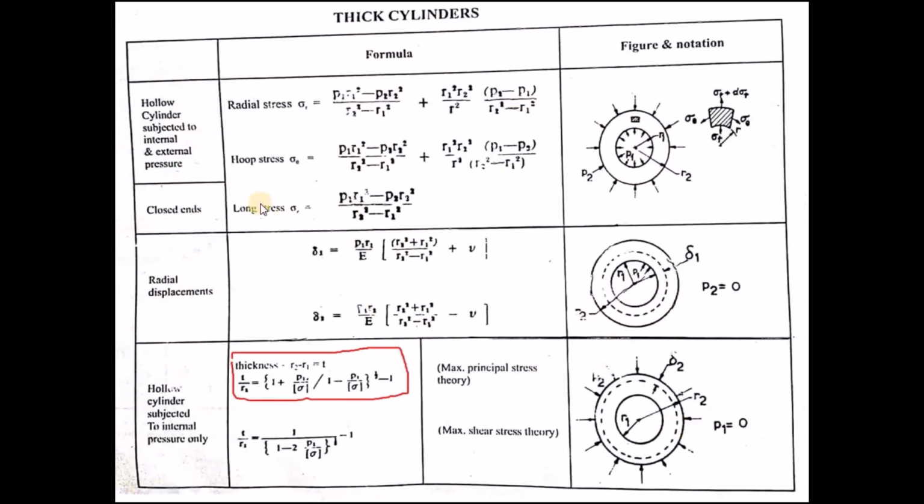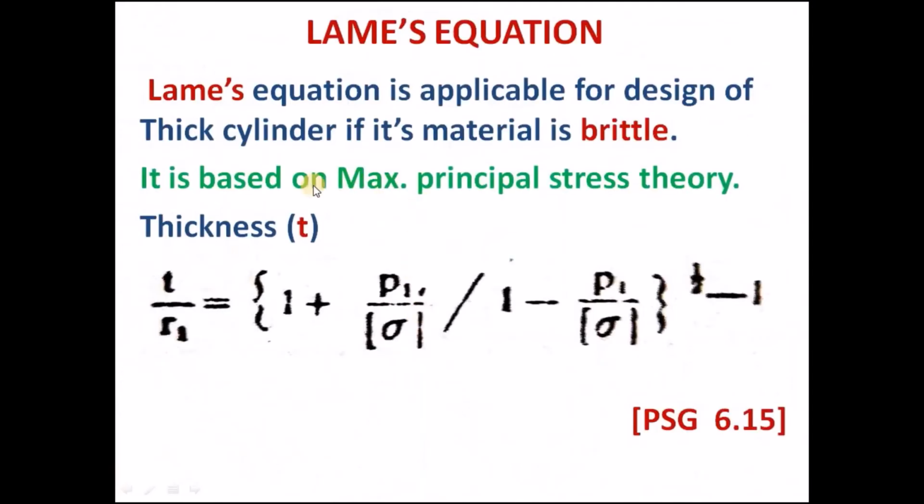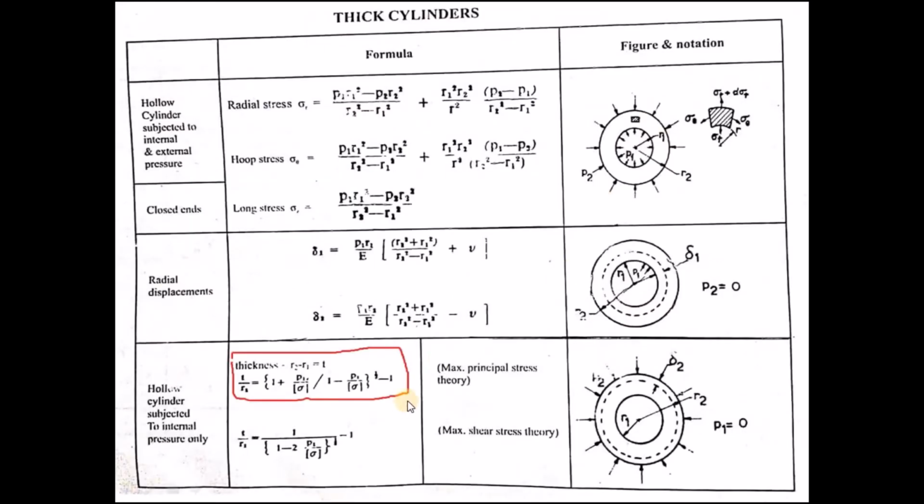This is the book, and this is the corresponding page 6.15. This is the formula. Lame's equation is based on the maximum principal stress theory. This equation can be used for the designing of the thick cylinder if the material is brittle. Okay. Next case.